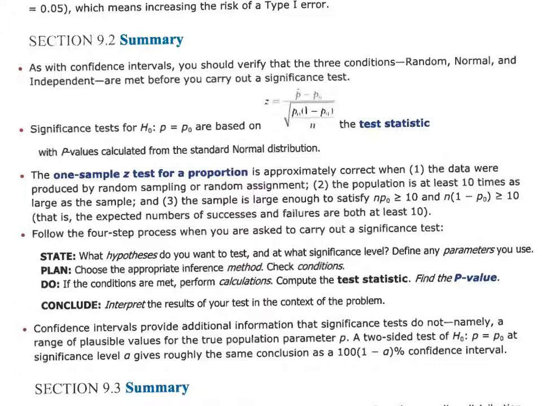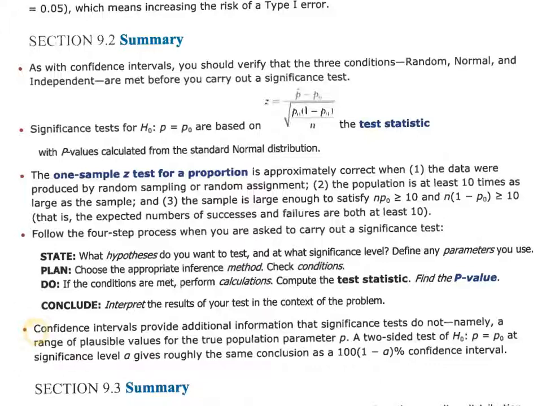And then we would have the thing that we did in our confidence interval, our state, plan, do, and conclude. Check your conditions. In this case, be careful about the condition that we're using for normality. We used to do n times p hat greater than or equal to 10 for the confidence interval. For the hypothesis test, it's n times p naught. So whatever your p naught was in your hypothesis is what you're going to use for that.